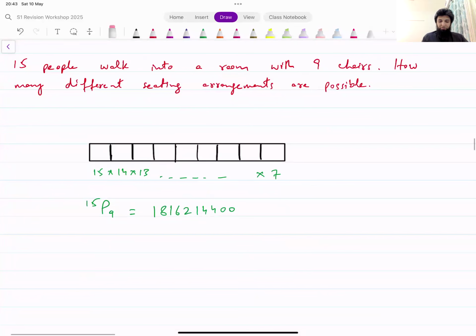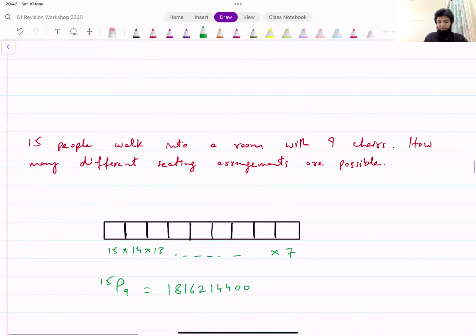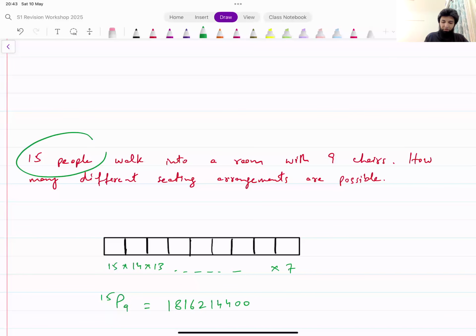Let's consider this situation. We have 15 people who walk into a room with 9 chairs. How many different seating arrangements are possible for them? We've got 15 people, 9 chairs. We have to arrange 9 out of those 15 people. That's just 15P9.